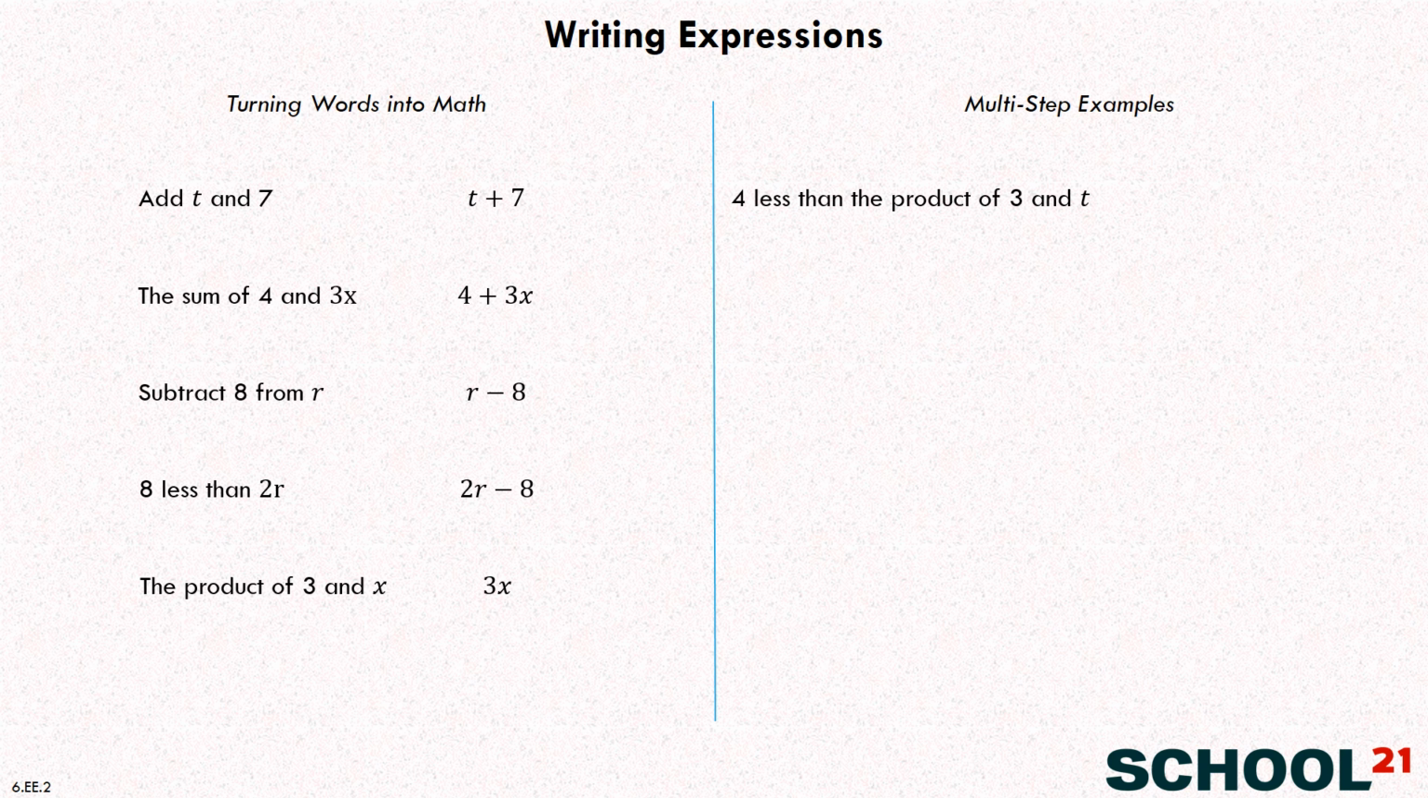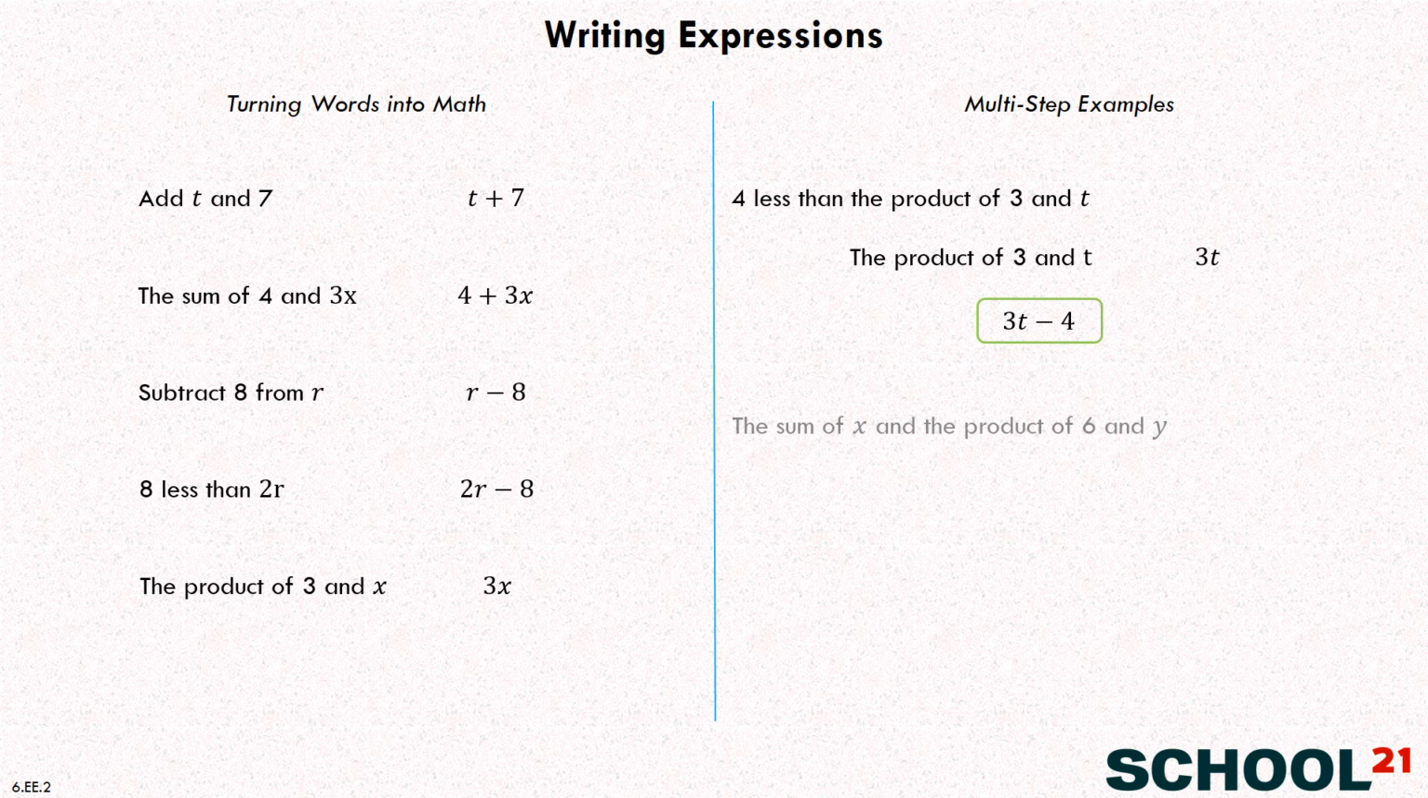All right, let's do a multi-step example or two over here. So 4 less than the product of 3 and t. So now it's getting a little bit harder for me, at least, to remember what all that means. So I like to break it into parts. So let's just look at that second part here, which is the product of 3 and t. What's the product of 3 and t? 3t. Good. Okay, now what's 4 less than that? 3t minus 4. Very good. Okay, so when you break it into parts, it all of a sudden becomes pretty easy to do it.